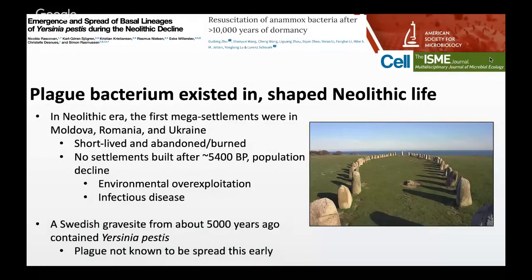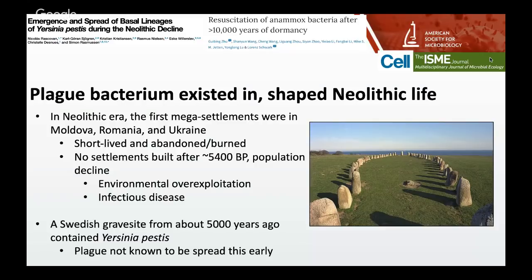And so basically, this is going to talk about a plague bacterium that existed in and shaped Neolithic life. So this is the summary from the Cell paper titled Emergence and Spread of Basal Lineages of Yersinia pestis During the Neolithic Decline, with the second paper from ISME being Resuscitation of Anammox bacteria after over 10,000 years of dormancy.